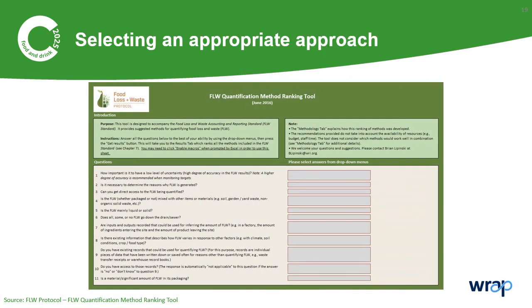As I mentioned, there isn't a single prescriptive approach for how to measure your food waste. You need to choose something that's appropriate for your particular situation. But there is a tool on the Food Loss and Waste Protocol website, the Food Loss and Waste Quantification Method Ranking Tool. It's an Excel tool into which you can answer a few questions. So things like, do you have direct access to the food waste? Is it in liquid or solid form?